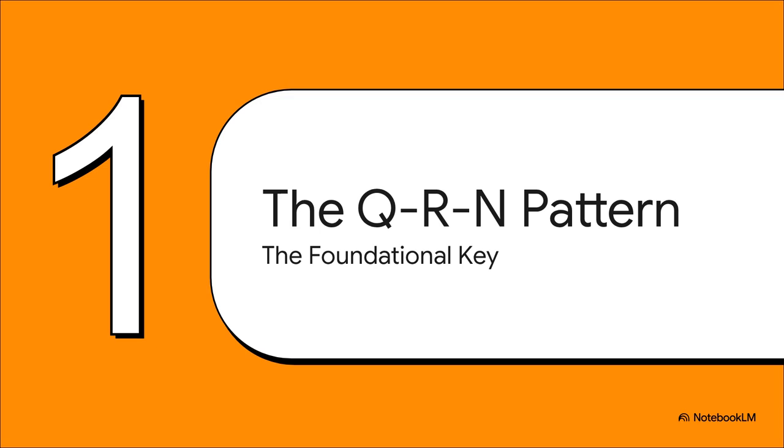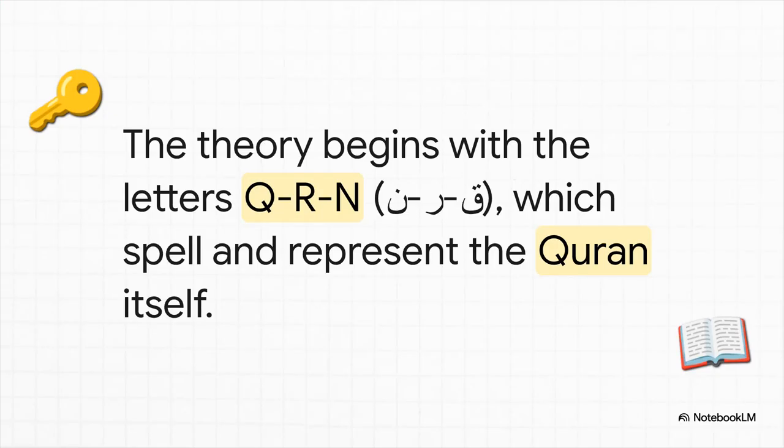It's a huge book. Well, the theory says the starting point is actually pretty simple. It begins with three specific Arabic letters that are absolutely central to the book's identity. Those three letters are Qaf, Ra, and Nun. Put them together, and what do they spell? Quran. So for the people who study this, these letters are like the foundational key, the first step to unlocking the whole thing. The investigation kicks off by simply tracking where the word Quran appears in the text.